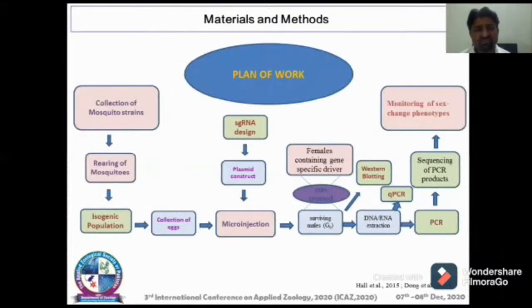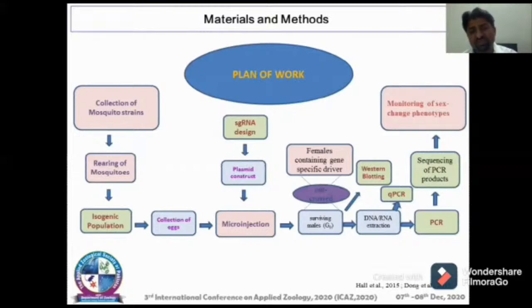So we have this plan of work. First, we have a collection of mosquitoes, we have this strain, we are rearing this mosquito strain, and after this we have this isogenic strain, free of insecticide and free of pesticide, having an isogenic background. We will collect these eggs, and in the meantime we will design a single guide RNA. We will clone this guide RNA into a plasmid, and then this plasmid will be injected into embryos. These embryos will give rise to adults. This is the G0 population.